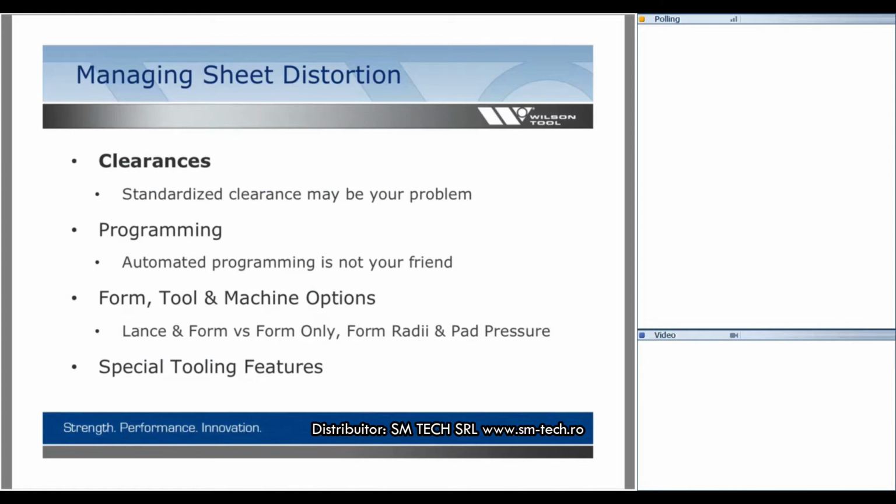So first we'll start with the clearances. And I know a lot of people use standard clearances, sometimes just to make it simple, so guys don't have to change out die clearances all the time. And you've proven that for the most part, one clearance works in everything. Great. I know some customers are standard up to 3 different die clearances.